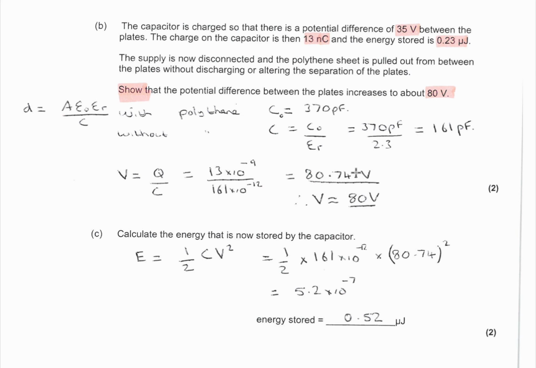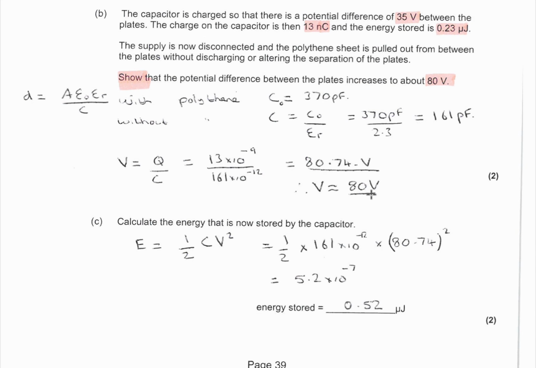And again, you need to show that you get this particular number over here. If you do that, then that's worth your second mark. So you've shown that the potential difference basically increases to 80 volts. So now what we need to do is calculate the energy that's now stored in the capacitor. So this is fairly straightforward. This is an equation we use all the time. So the energy is simply a half CV squared.